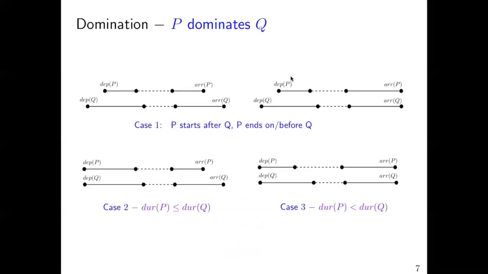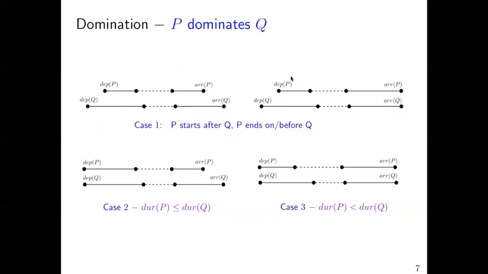Now we are going to define a relation called domination. Consider there are two paths between two vertices, say x and y. We say that a path P is better than Q in some sense. In other words, we say that P dominates Q if it satisfies one of the three following conditions. The three conditions are listed here. As per case 1, P starts after Q, but P ends on or before Q.